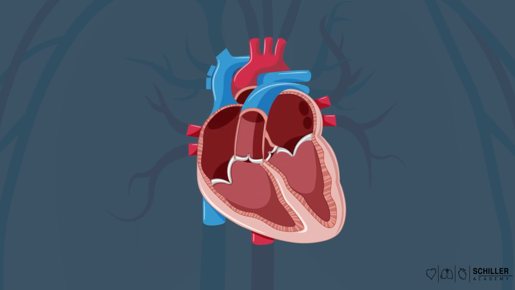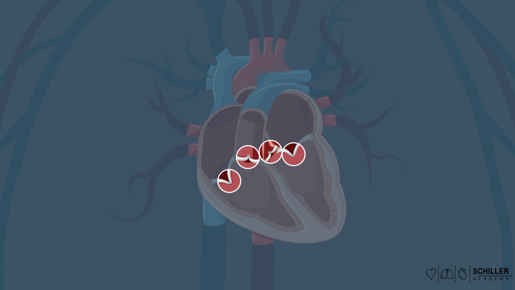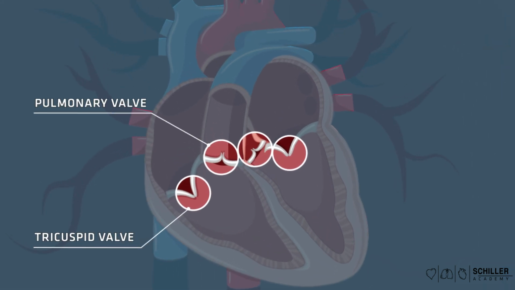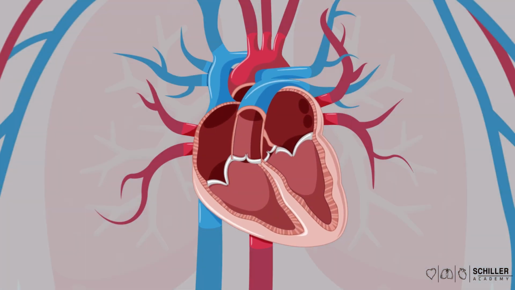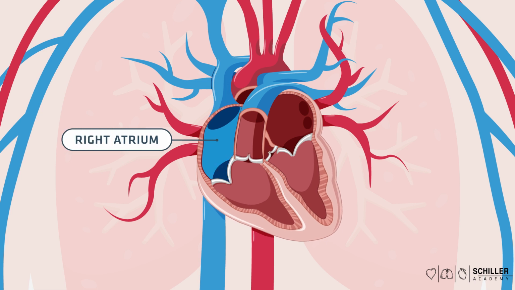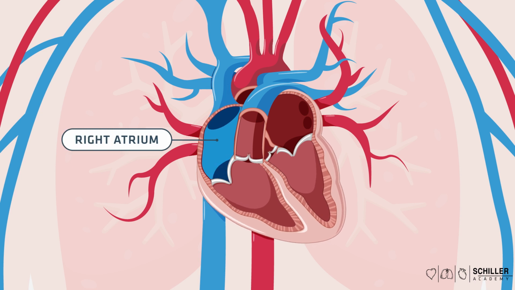The heart chambers are separated by valves, which ensure proper blood flow direction. The valves are named tricuspid, pulmonary, mitral, and aortic. The deoxygenated blood enters the right atrium of the heart. In medicine, this moment is considered the beginning of the cardiac cycle.